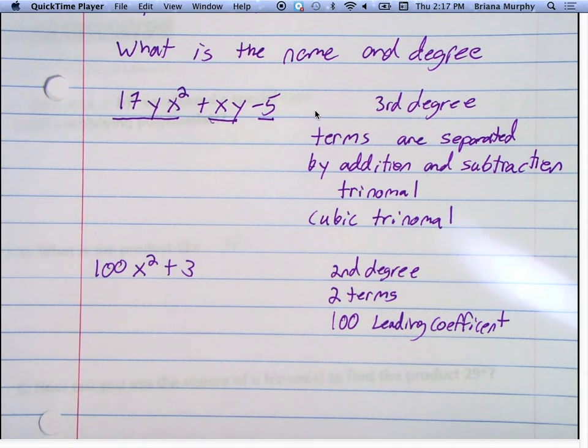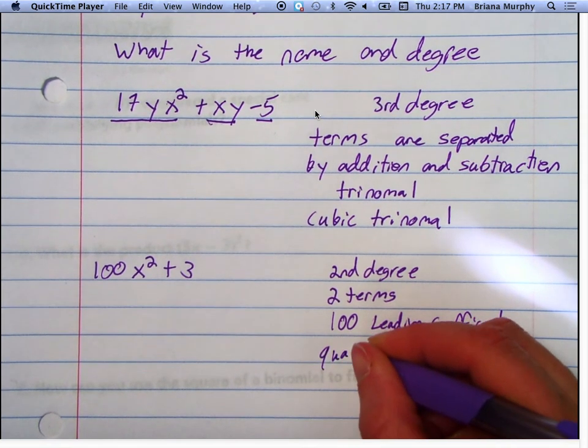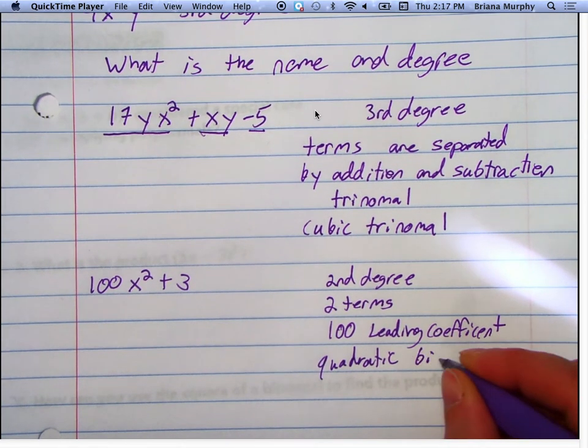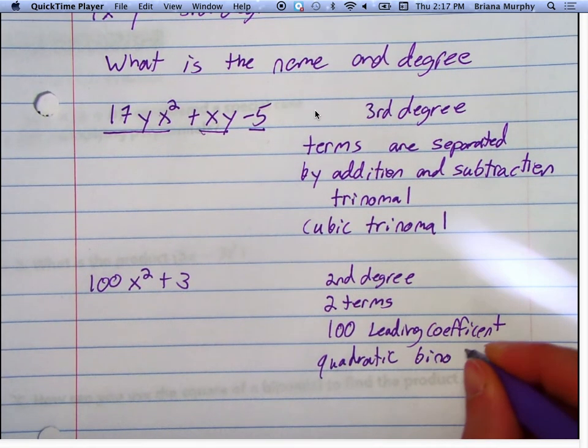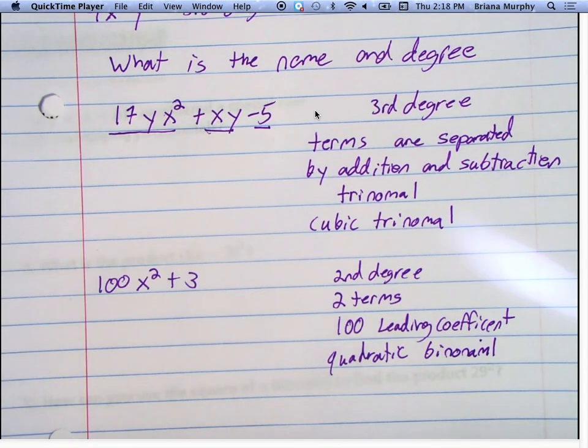Okay. 100x squared is one term, and 3x squared is another term. Okay, so we would call this a quadratic binomial, because there's 2, right? Binomial. Again, like a bicycle. 2 cycles. Bicycle.